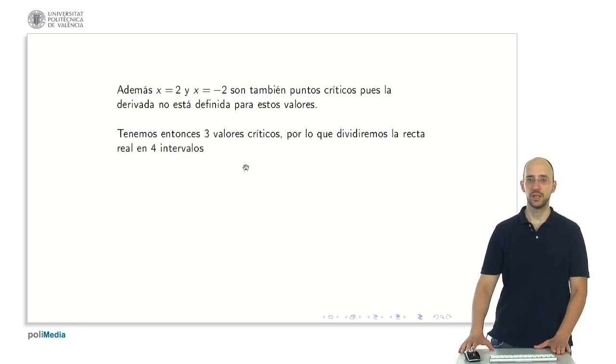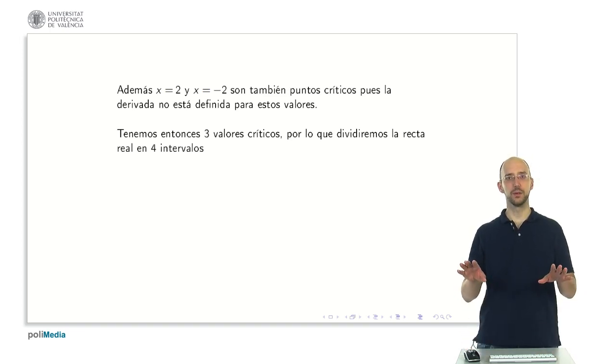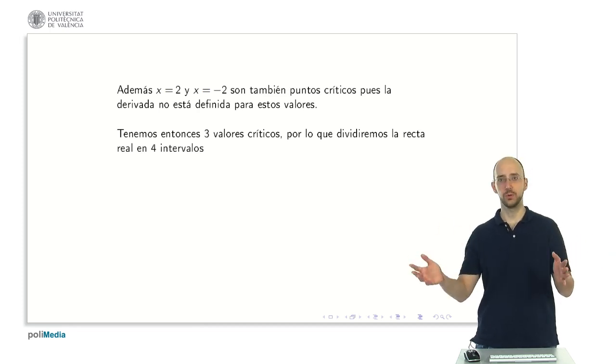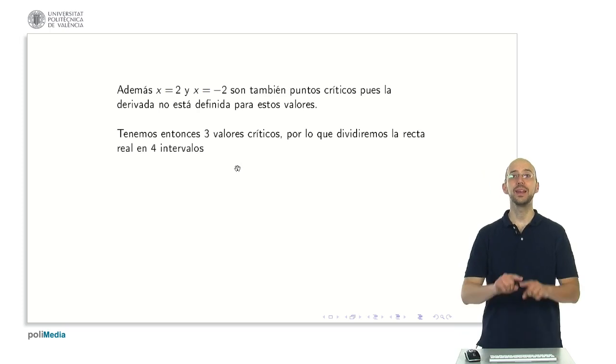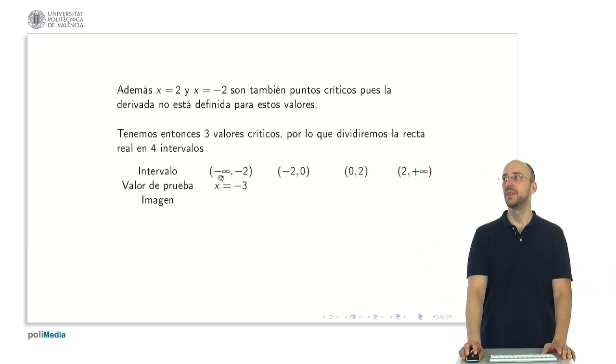What's our next step? We need to analyze the sign of the derivative. At these 3 points, the derivative equals 0 or is undefined. In the beginning, the sign could be positive or negative. In the middle, it could be positive or negative. And after that, it might be positive or negative. So what we do is divide the real number line into 4 intervals. Which intervals are we going to consider?